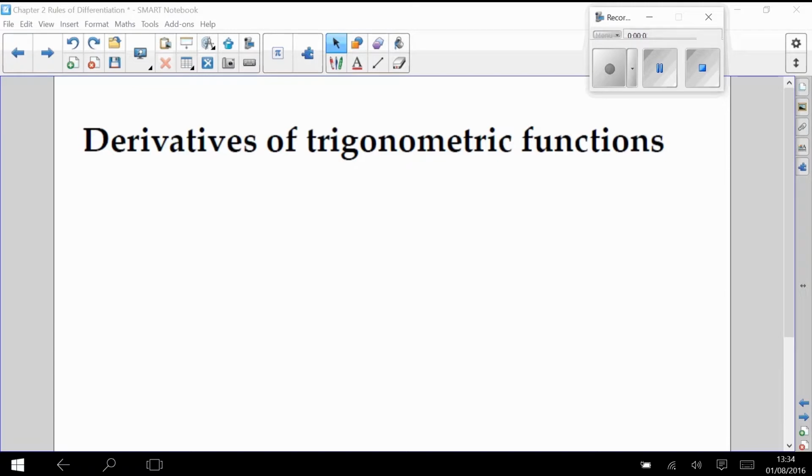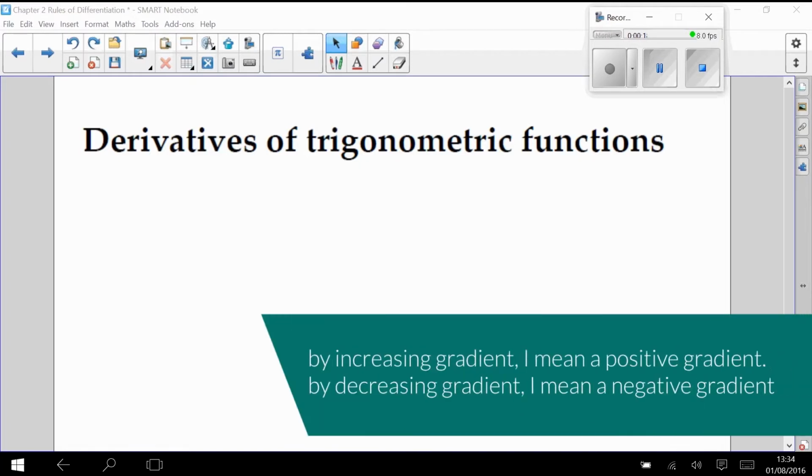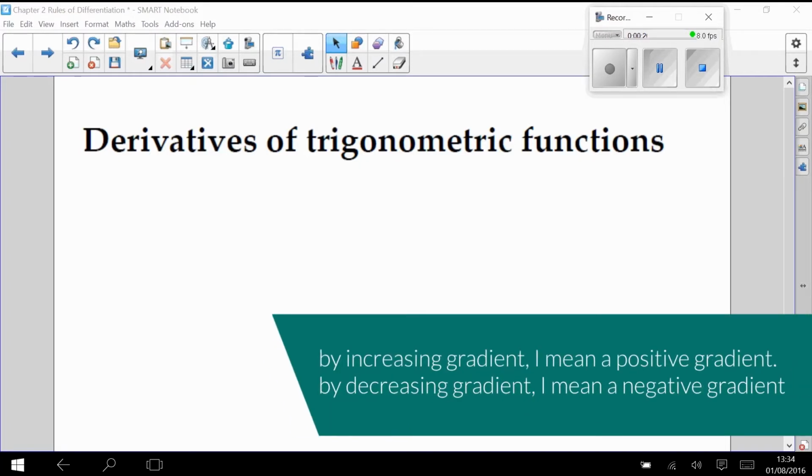In this video, we're going to be taking a look at the derivative graphs of our trigonometric functions. That means that I'm going to be taking a look at the gradient of my functions. If I had put a tangent to my function, where would it have had an increasing gradient, a decreasing gradient, or in fact, a zero gradient?